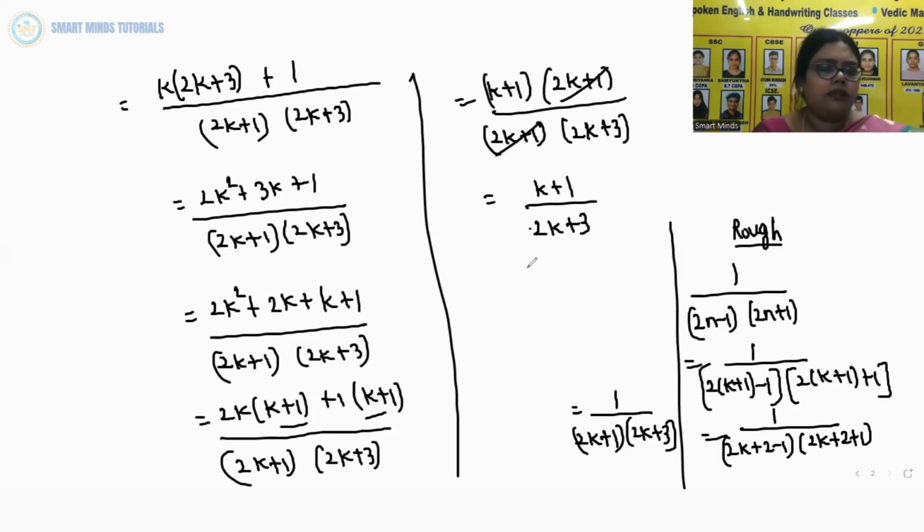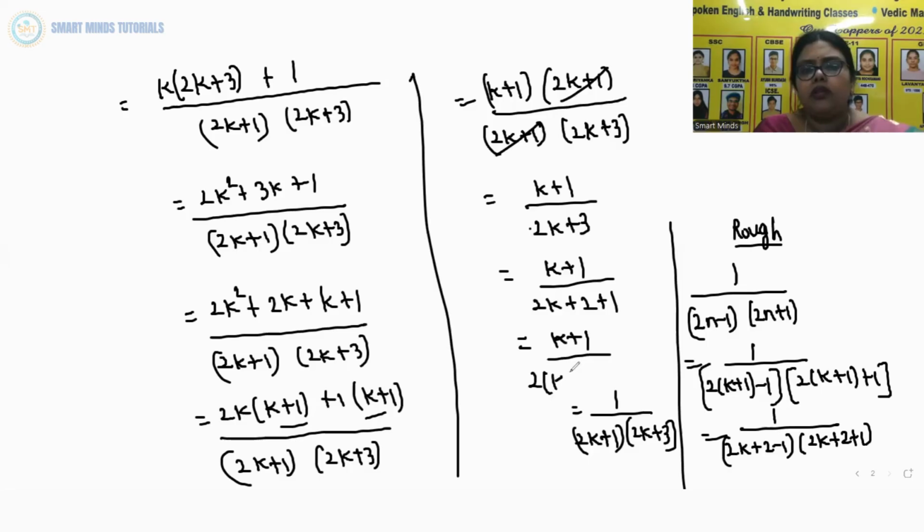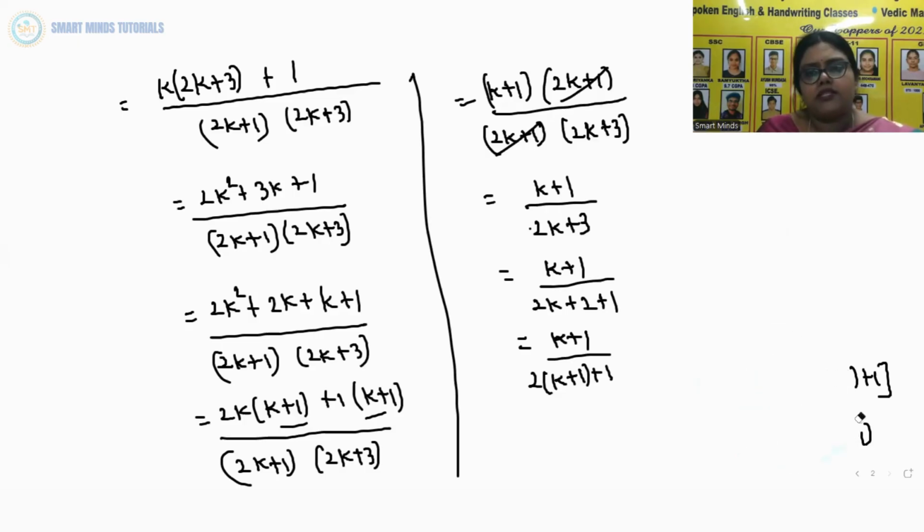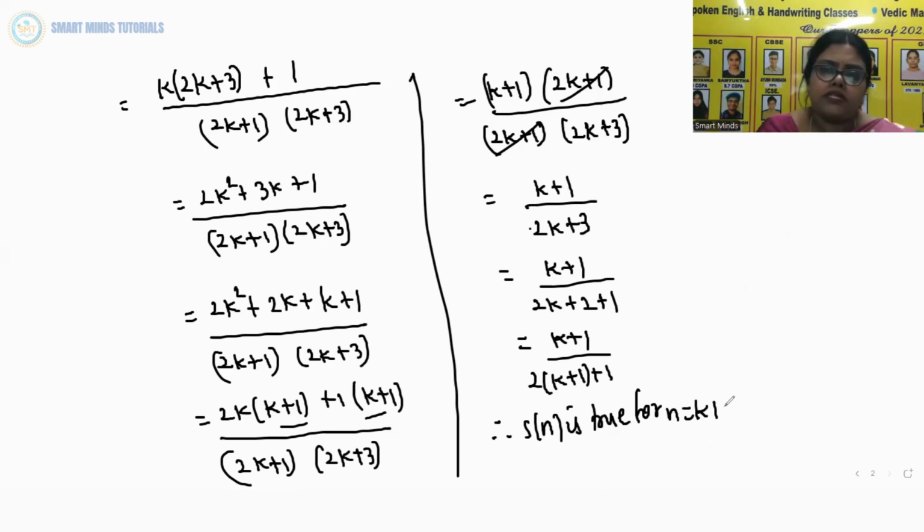But still we did not get the RHS. So what I will do is, in the denominator, I will write 2k + 3 as 2k + 2 + 1. Now from the denominator, if I take 2 common, we get 2(k + 1) + 1. Now you check the RHS of the question. Wherever you have n, you got k + 1. So in the RHS, you have n / (2n + 1). In the place of n, we got k + 1. So we can write, therefore, S(n) is true for n = k + 1.